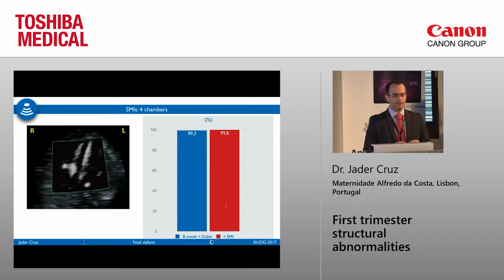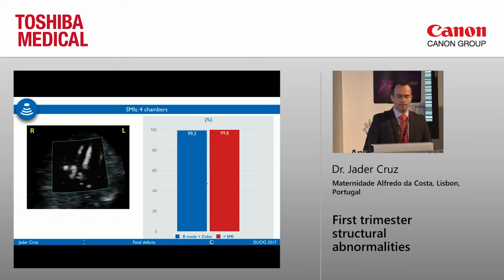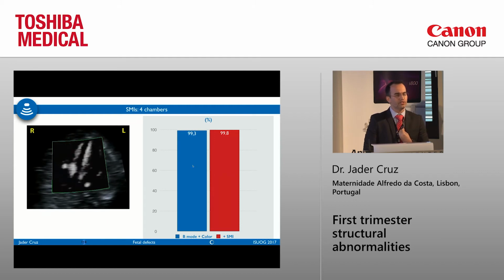When we assess the visualization of the structures of the heart, as we do in the second trimester, we see that for the four-chamber view we don't really increase the visualization much. That's because we are used to looking at the four-chamber view in the first trimester all the time. But the proper visualization of the interventricular septum does increase. For the general visualization of the four-chamber view, it doesn't change very much.